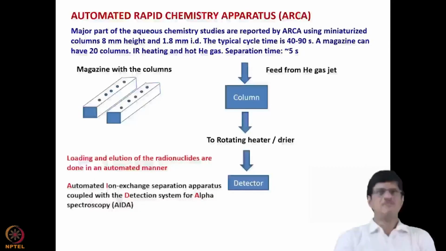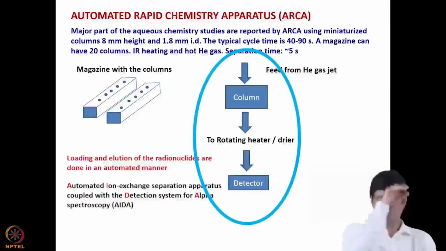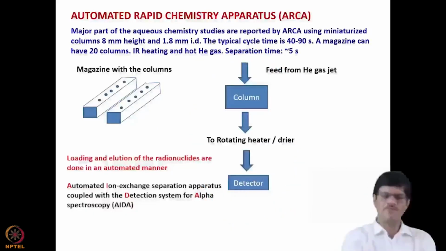This ARCA system I can show in a little more clear view. Now the schematic I can show here, where I have the front view as well as the side view. As I was showing, this is the magazine, where you have these columns embedded into the magazine. The column is very small, around 8 mm in height and around 1.8 millimeter in internal diameter.